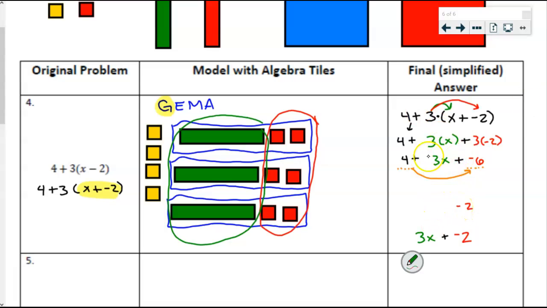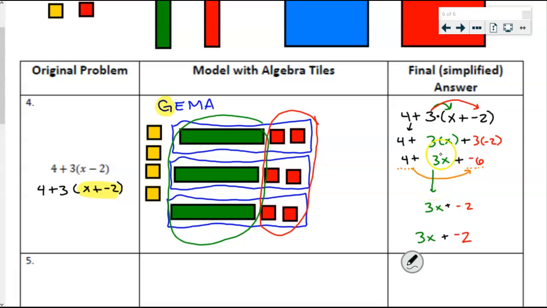Did I do anything with this? Did it combine with anything else? No, so it still just comes straight down. We have 3x tiles. There are 2 ways to write it, 3x minus 2 or 3x plus a negative 2. Either way is perfectly acceptable. And that's how I got there, showing all of my steps without those algebra tiles.